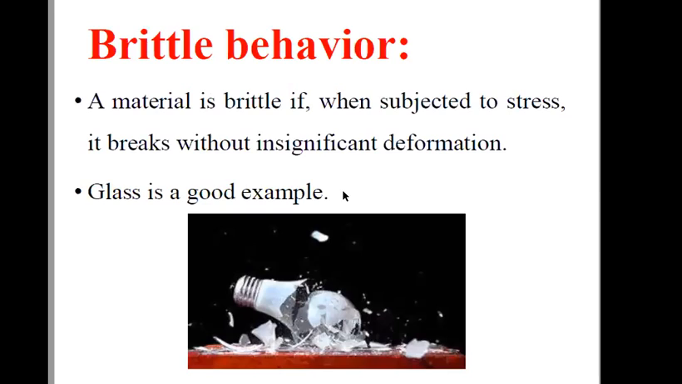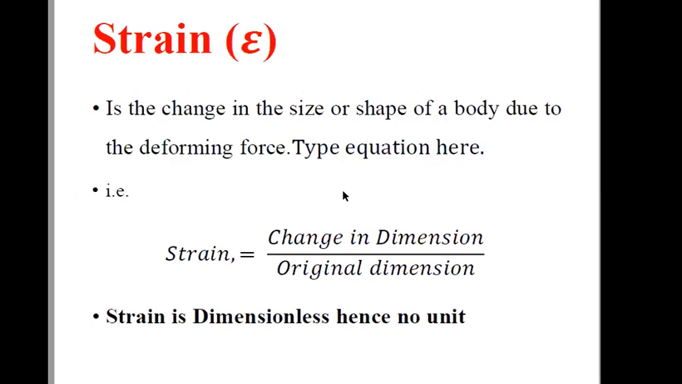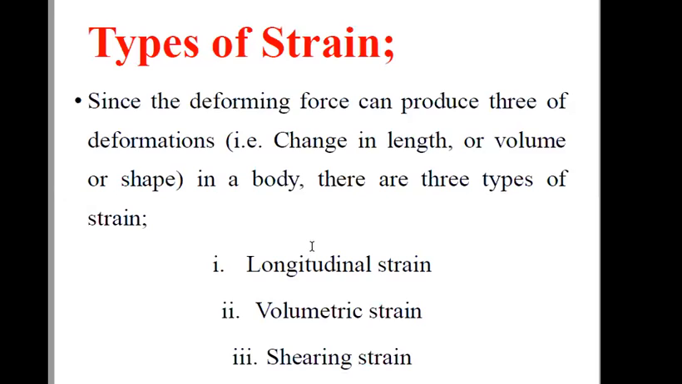If the shear stress is less, then it is brittle. Now strain, we have studied what is strain, which is change in dimension by original dimension. Again, dimension is written because it can be length or volume. It is dimensionless because it's a ratio. So we talked about three kinds of strain: longitudinal, volumetric, and shearing. Longitudinal and shearing we discussed already. Now what is the meaning of volumetric?